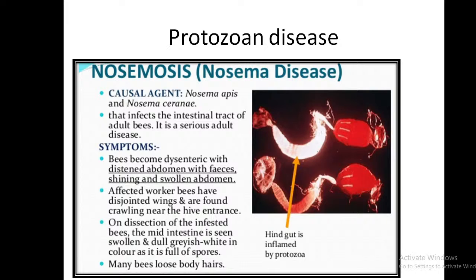The symptoms of this disease are that the honeybee will become dysenteric. Dysenteric means the intestine will be upset. So the honeybees will have dysentery with a distended abdomen, meaning the abdomen is in a distended state. Here you can see the honeybee abdomen picture, showing the abdomen of a honeybee.